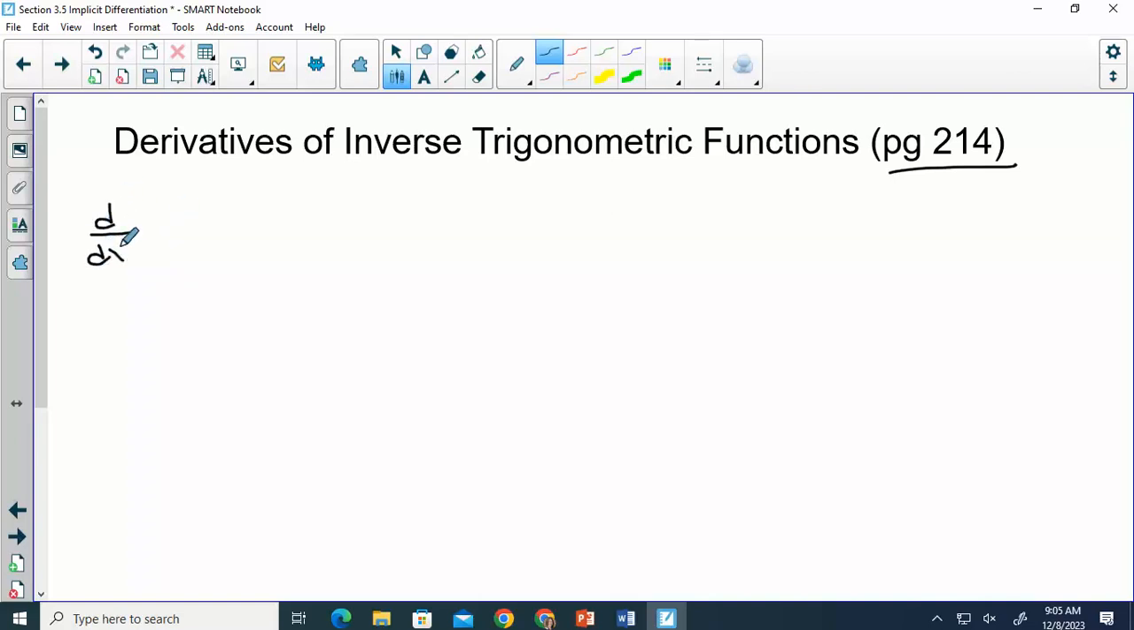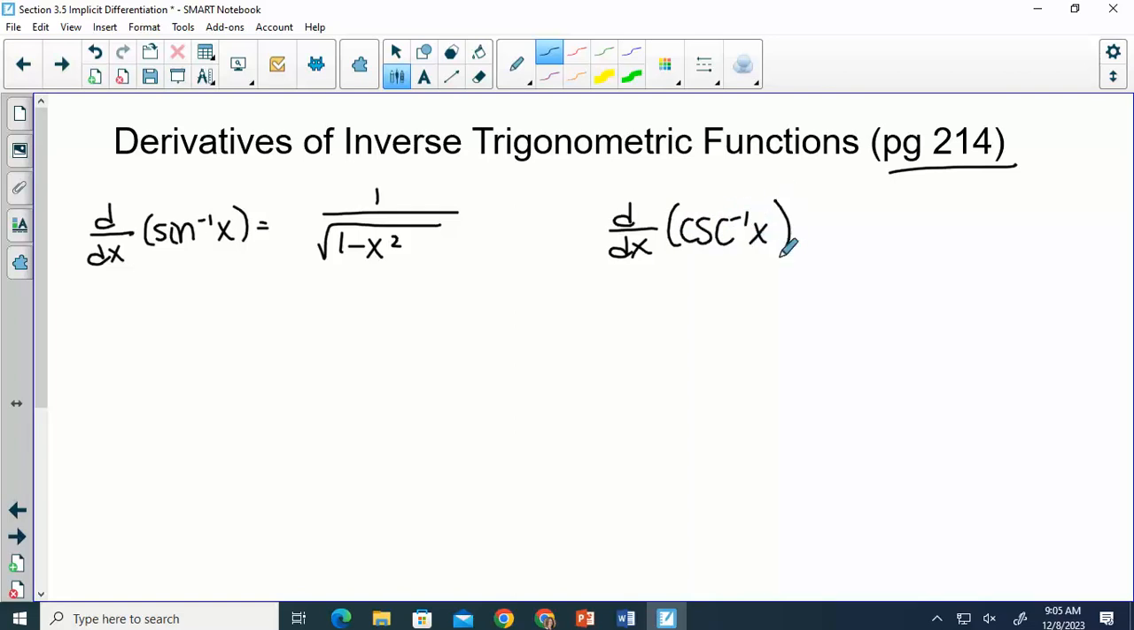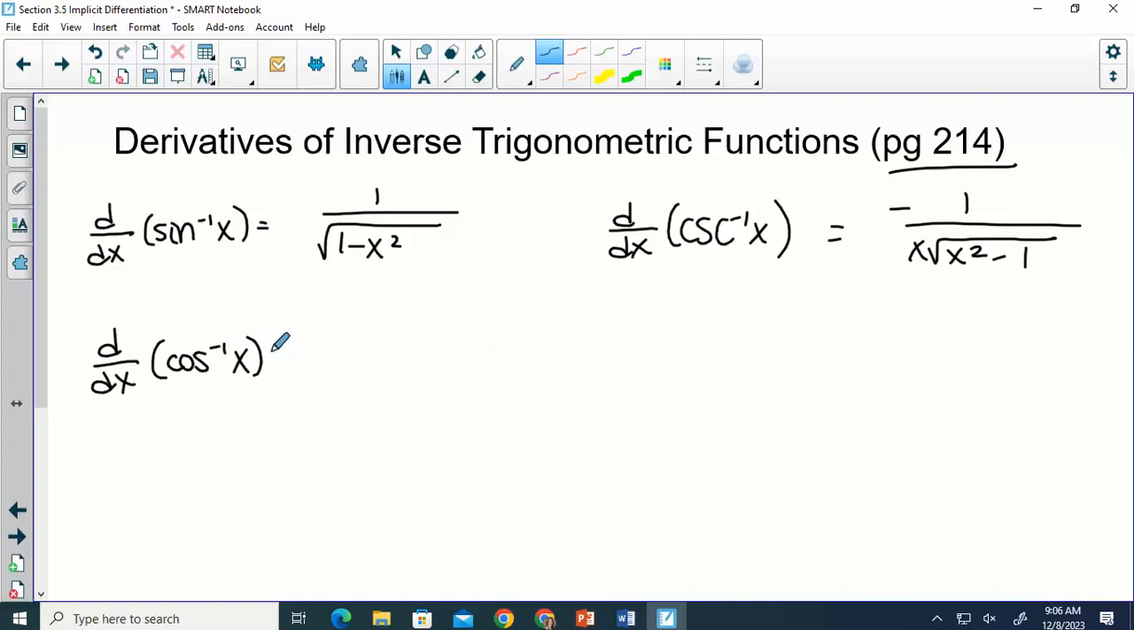So the derivative of sine inverse we found to be 1 over square root of 1 minus x squared. The derivative of cosecant inverse is a negative 1 over x square root of x squared minus 1. Derivative of cosine inverse, which is a homework question, you are going to work this out, but we know what the answer is here.